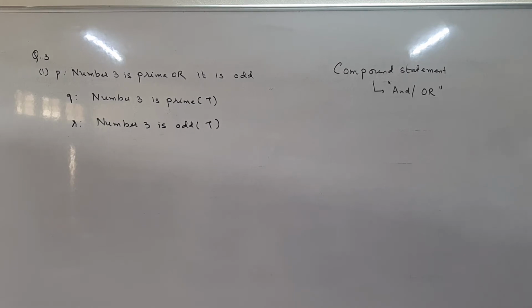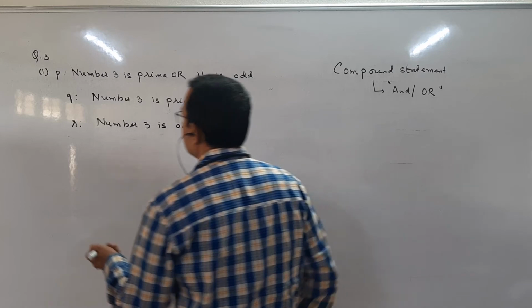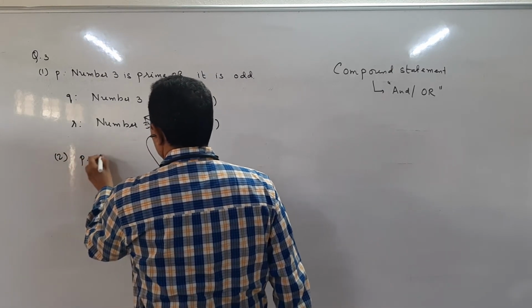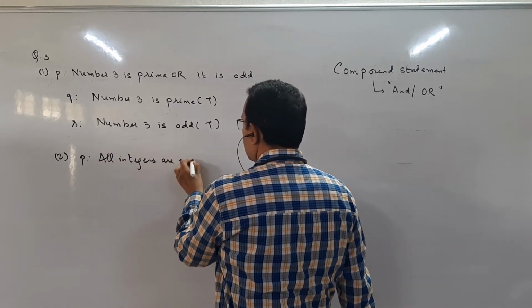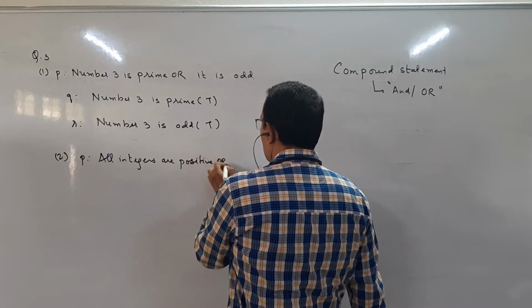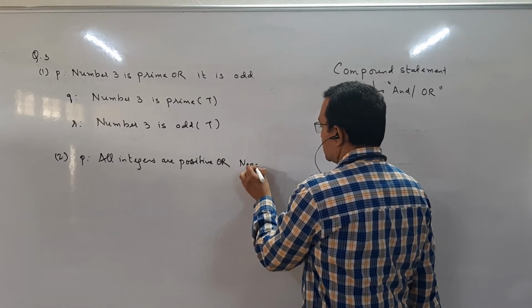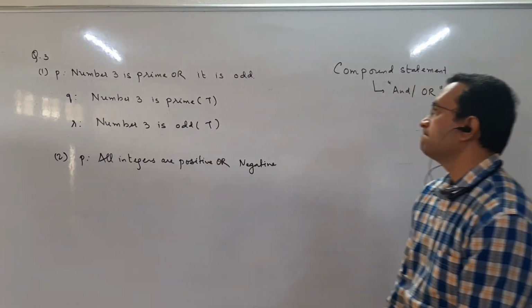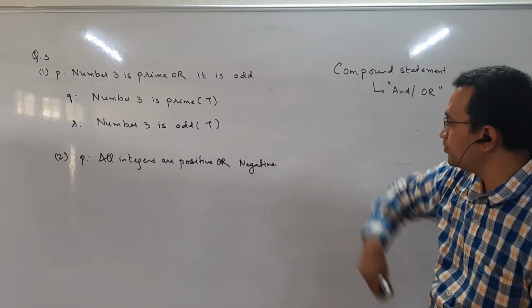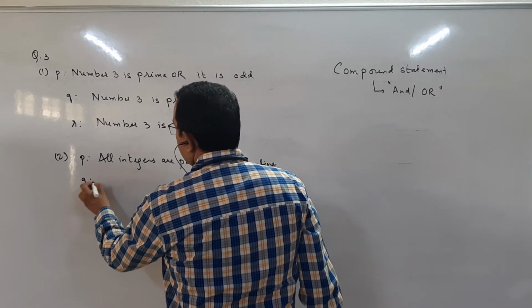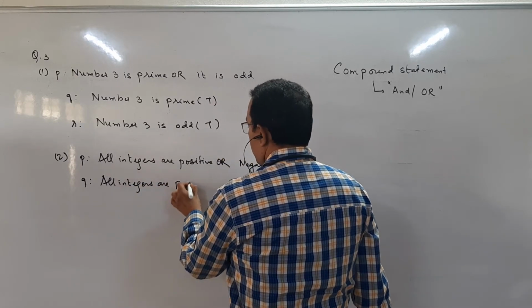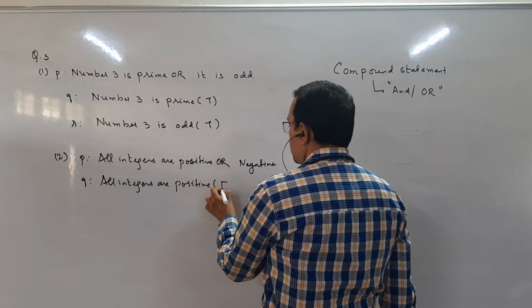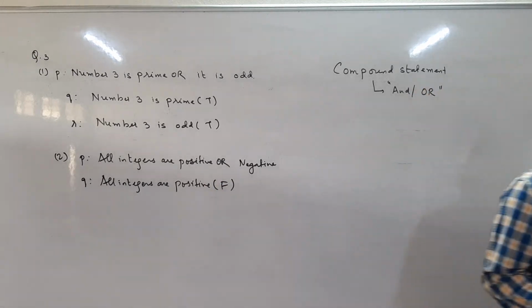Second, all integers are positive or negative. So the statement is P: all integers are positive or negative. Here the statement P is true. Now the component statement Q, all integers are positive. This is definitely false. Integers can be negative also, including 0.